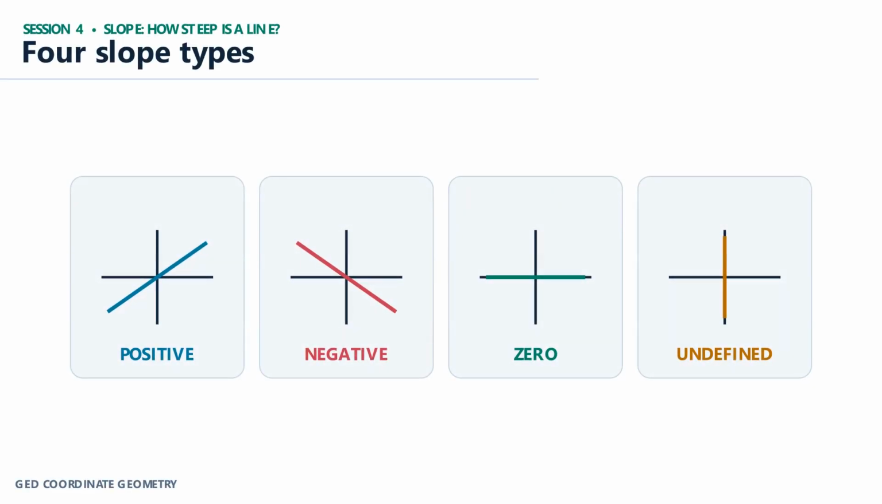There are 4 slope types. Positive slope rises from left to right. Negative slope falls. A horizontal line has 0 rise, so its slope is 0. A vertical line has 0 run, which would require division by 0, so its slope is undefined. Do not confuse 0 and undefined. Flat means 0. Straight up and down means undefined.